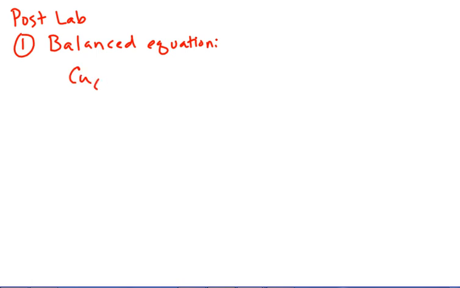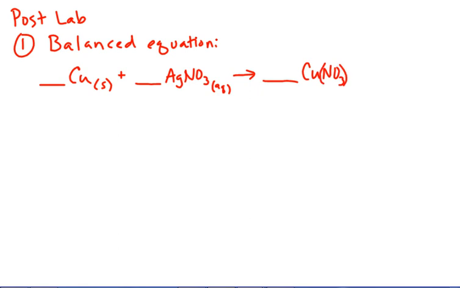started with copper wire, so Cu solid, plus, and I'm going to leave a blank in front of that because we're going to have to balance the equation, so plus silver nitrate, aqueous silver nitrate, which is AgNO3, turns into aqueous copper nitrate and silver metal.